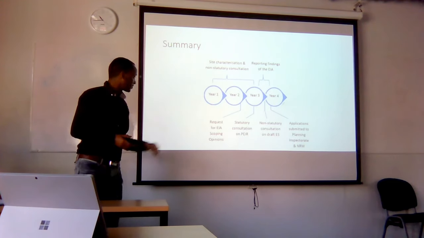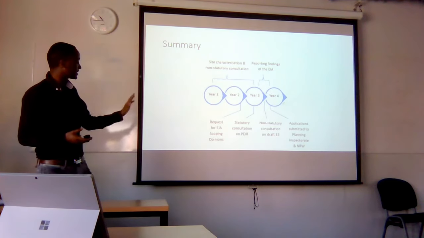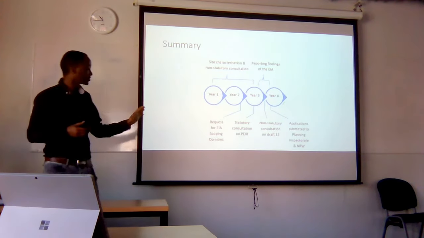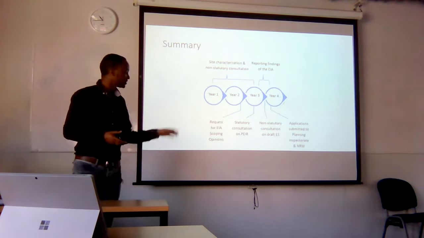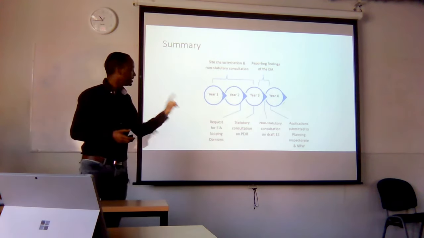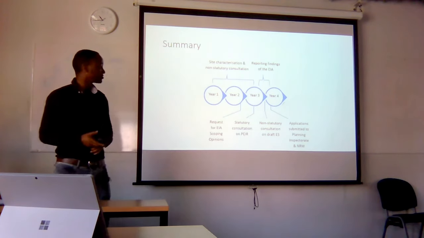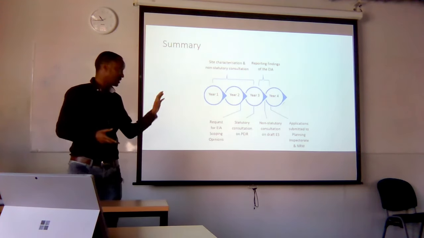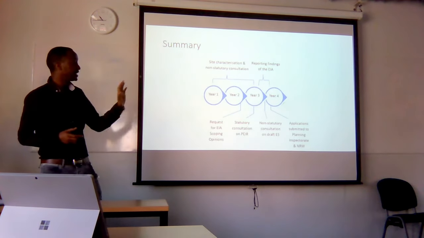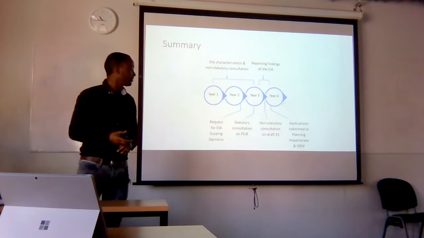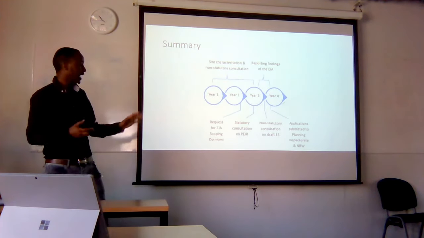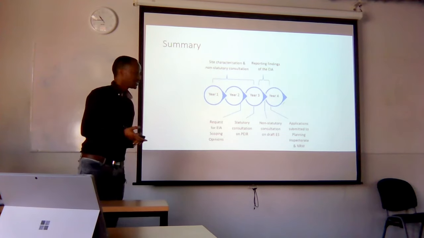Second year, request for environmental impact assessment scoping opinion. Third year was a statutory consultation on the PEIR, which is the preliminary environmental information report. In the third and fourth year, the statutory consultation on the draft environmental statements. The last year, which is year four, the application is submitted to the Planning Inspectorate and Natural Resources Wales.